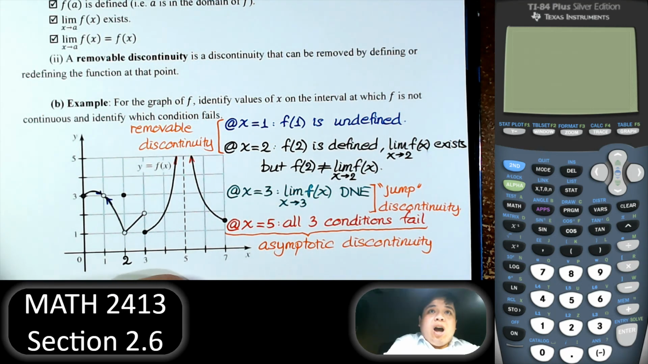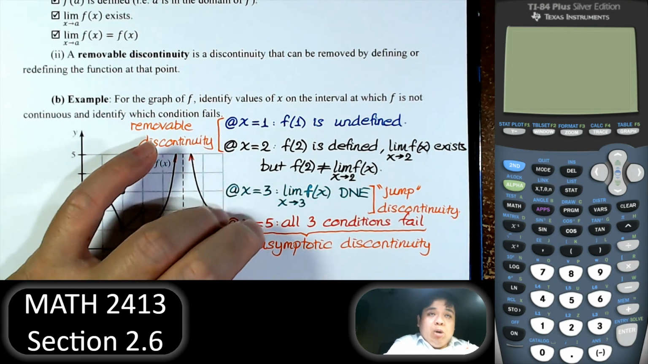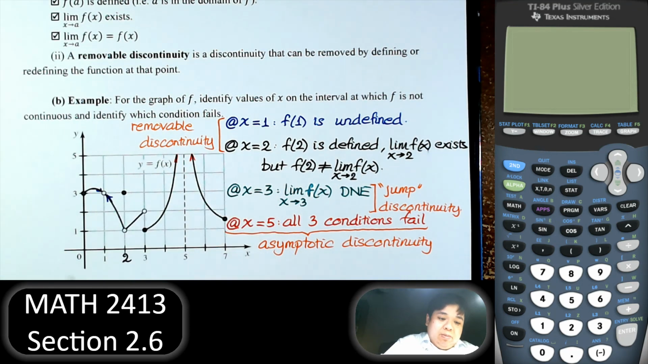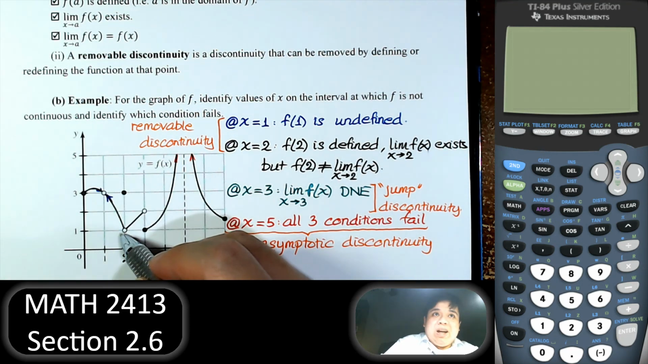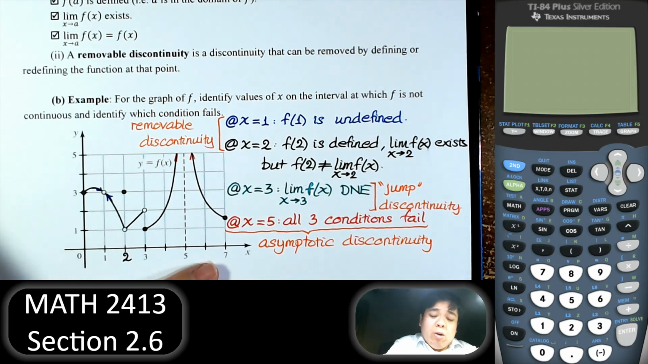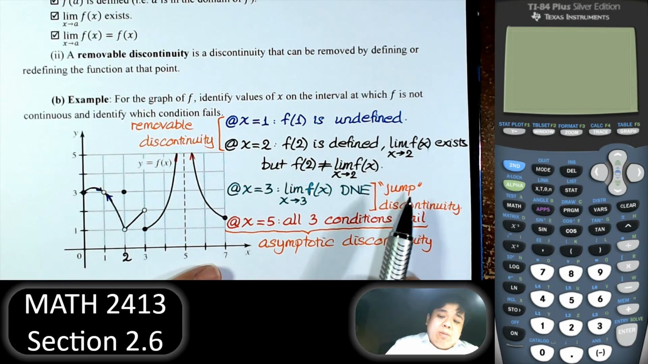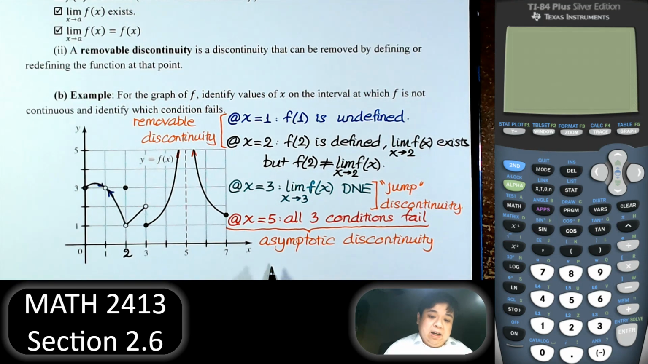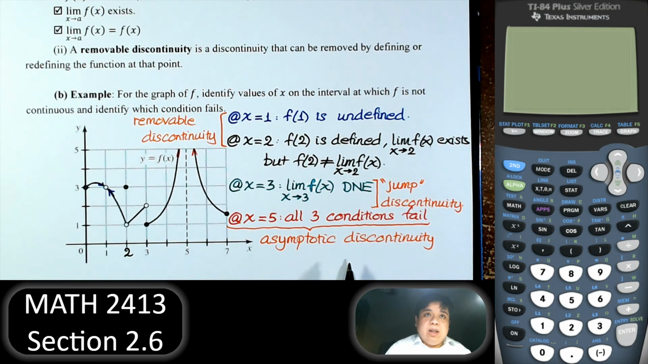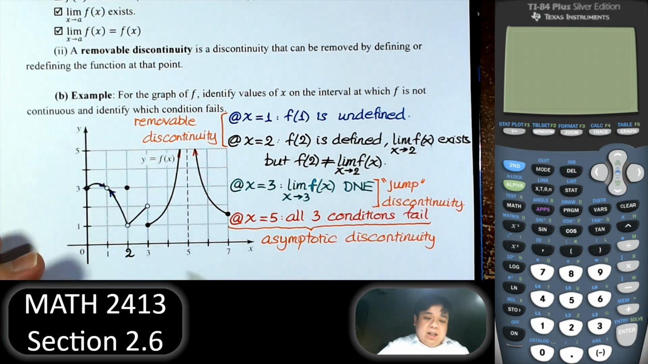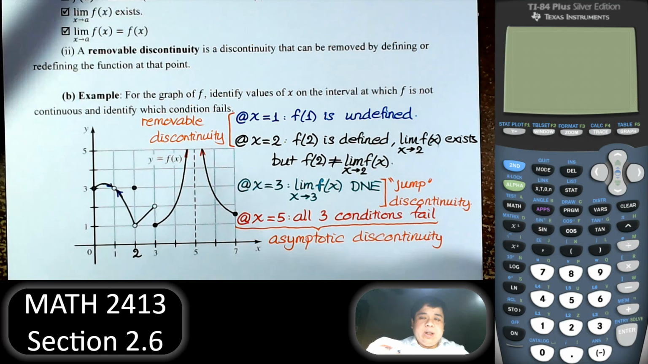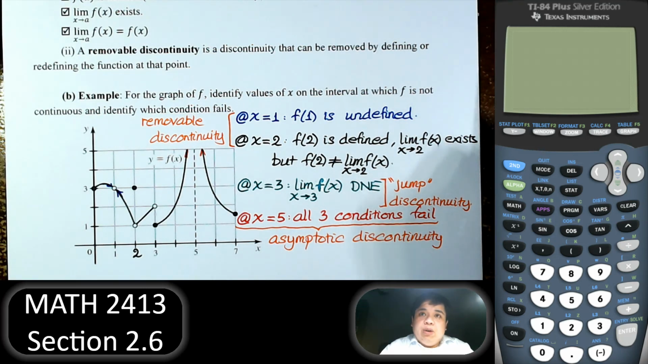So there are 3 types of discontinuity: removable, where we can add a point or move the point to make it continuous. That is removable discontinuity. The jump discontinuity is where we have a gap in a function. And the asymptotic discontinuity is where we have the vertical asymptotes. So those are the 3 types of discontinuity.